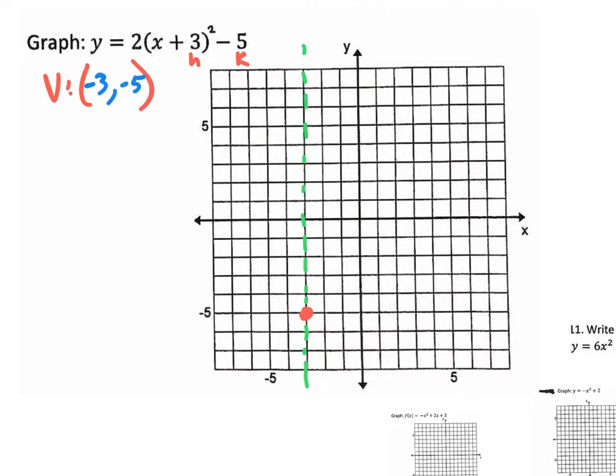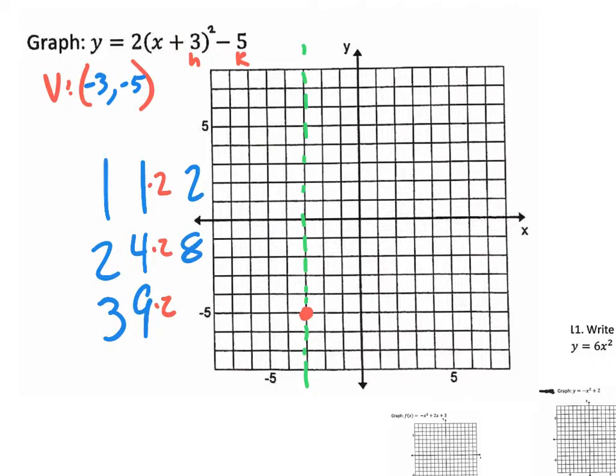We need a pattern. The a value is not 1, so you can't use 1, 1, 2, 4, 3, 9, but you do have to modify the second numbers on this pattern by the new a value of 2, times 2, times 2, times 2. So instead of 1, 1, you have 1, 2. Instead of 2, 4, you have 2, 8. Instead of 3, 9, you have 3, 18.